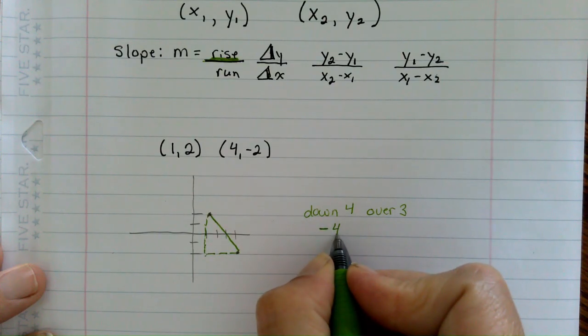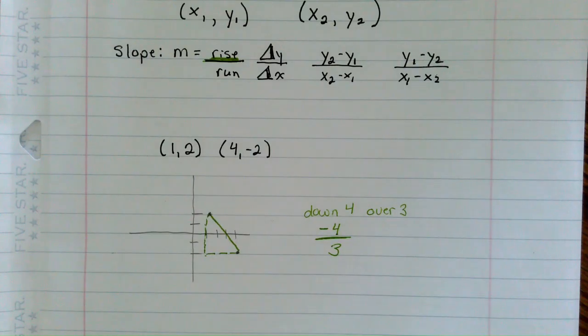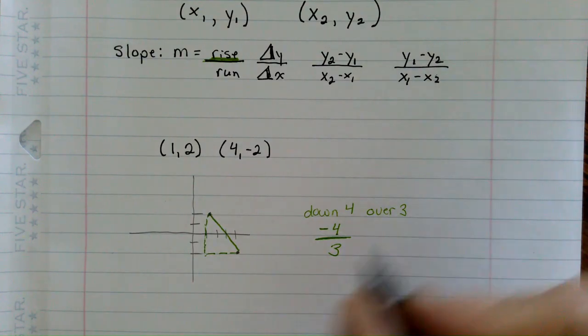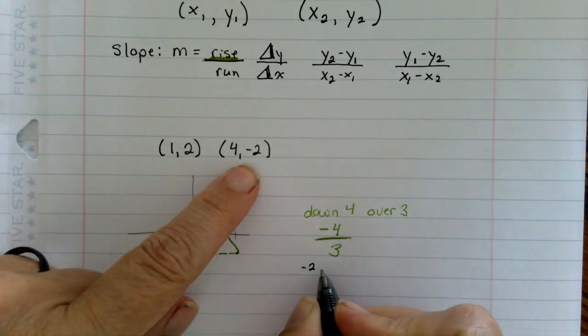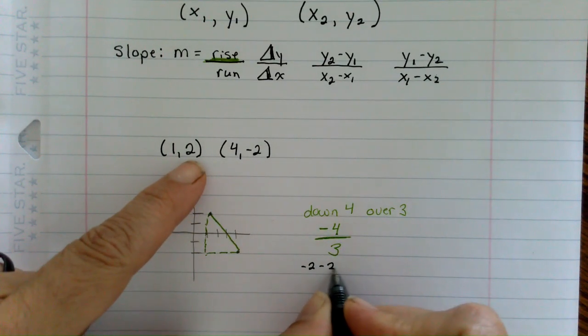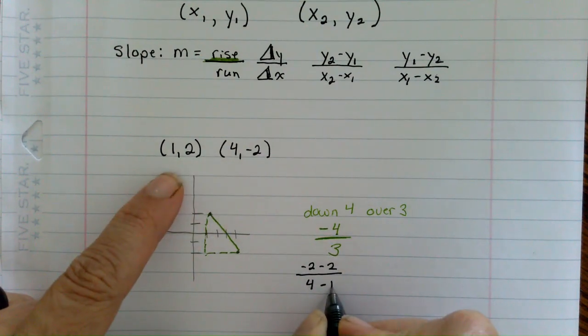Down 4 over 3. You probably learned this formula in junior high, and if you're in the state of Missouri, I believe this is on the formula sheet. So you can also do y2 minus y1 over x2 minus x1.